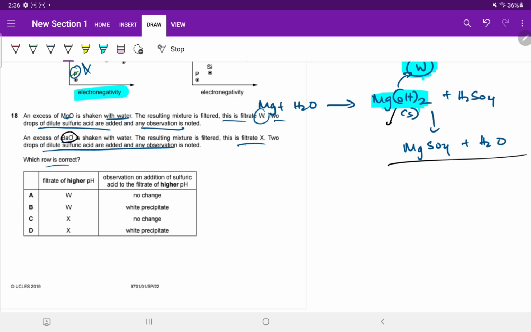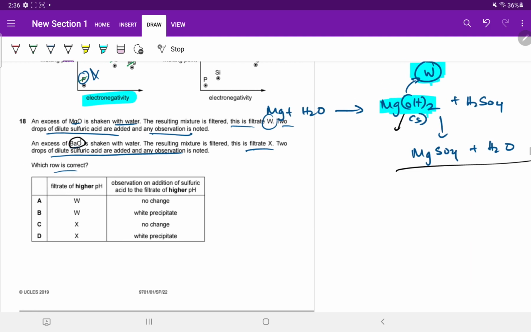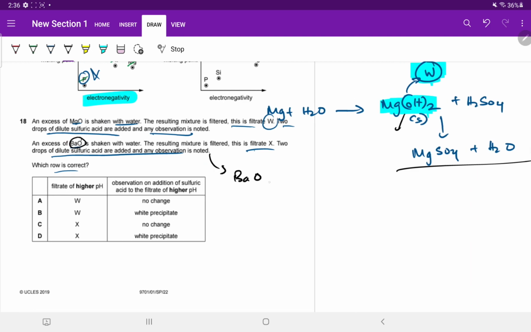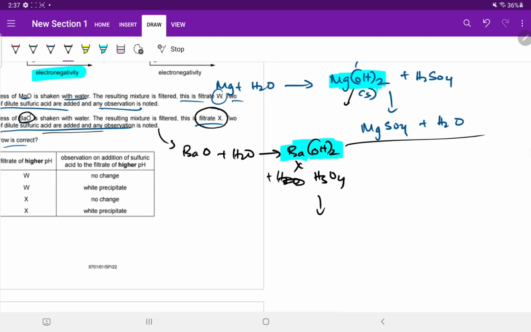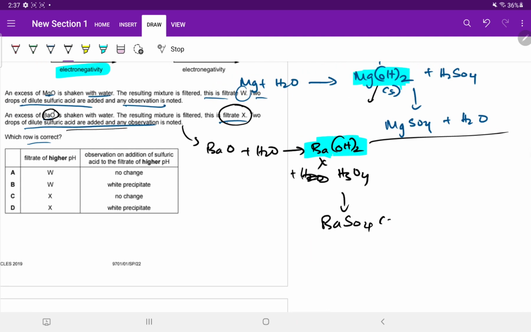Next, it says an excess of barium oxide is shaken with water. The resulting mixture is filtered. So now barium oxide, when it reacts with water, will form barium hydroxide. So this is our filtrate X. The 2 drops of sulfuric acid is added and any observation is noted. So when H2SO4 is added, you are going to get barium sulfate. Okay, now we know barium sulfate is solid, so this will form a precipitate.